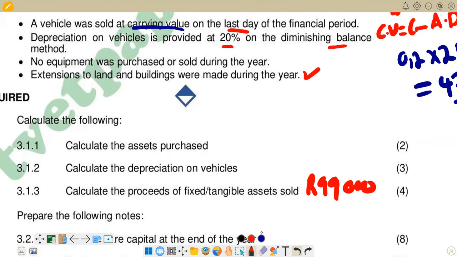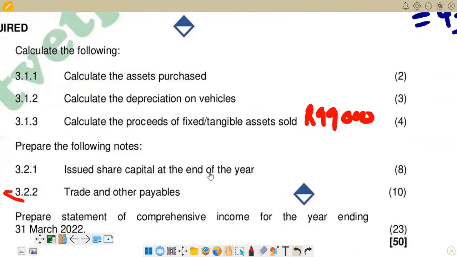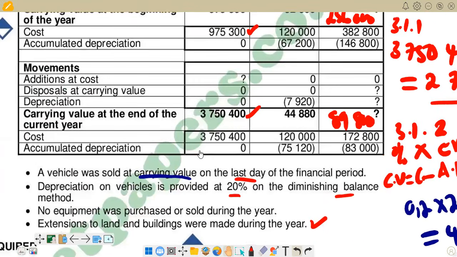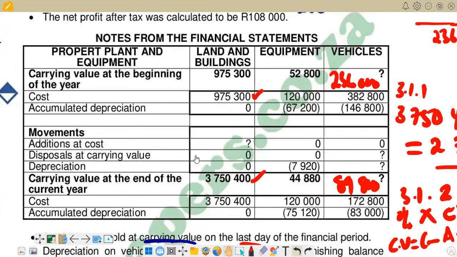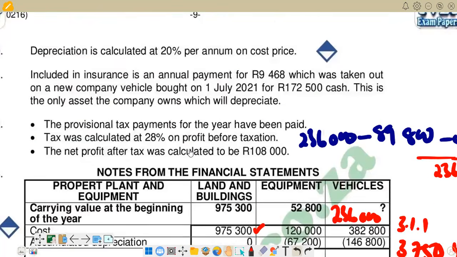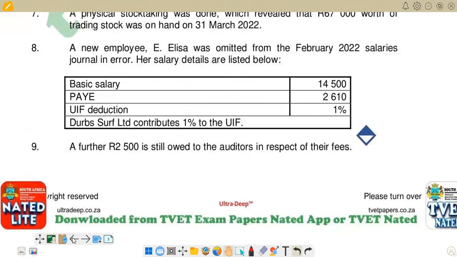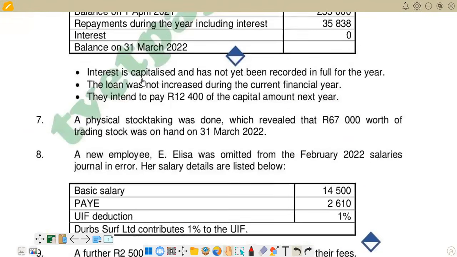Then we go to the notes now. The notes, we have got the issued share capital at the end of the year. So to get the issued share capital at the end of the year, we need to prepare that note of ordinary share capital. So obviously, we need the balances at the beginning. That's the balance that we are going to start with in the ordinary share capital note. Let's see, where do we have those balances? We go back to the question, check those balances.